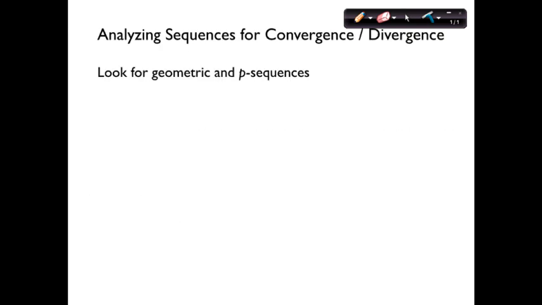Okay, so you're just going to get all kinds of sequences thrown at you, and so here's some tips. A toolbox kind of for analyzing sequences for convergence or divergence. The first is to look for these two we've talked about. Be on the lookout for geometric and p sequences, because now you know when those converge and when those diverge. Make sure you can tell them apart. Make sure when you look at it, you know, oh, that's a p sequence or that's geometric. And that's about which is the base and which is the exponent, right?